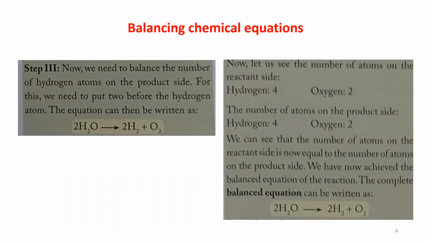So what are you getting? In the reactant side, you are putting 2 and on the product side also you are putting 2 before H2. After putting 2 on both the sides, the hydrogen in the reactant side is becoming 4 and oxygen is 2, and on the product side the hydrogen is 4 and the oxygen is 2. We can see that the number of atoms on the reactant side is now equal to the number of atoms on the product side. We have now achieved the balanced equation of the reaction. The complete balanced equation can now be written as 2H2O gives 2H2 plus O2. I already explained it to you.